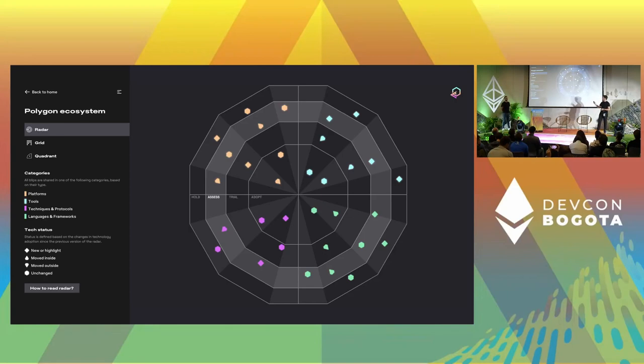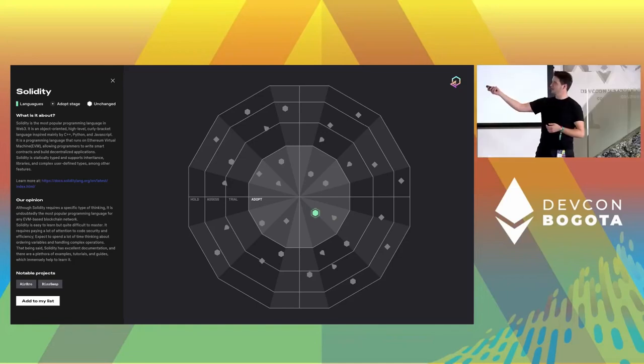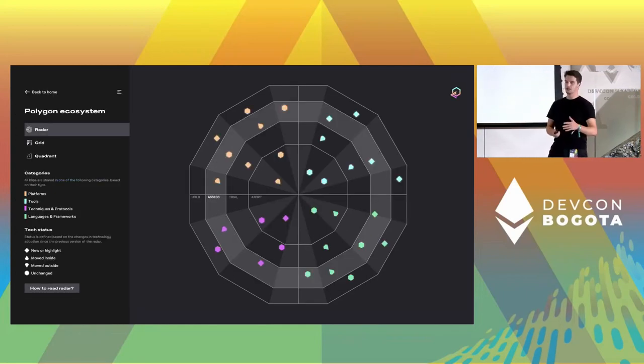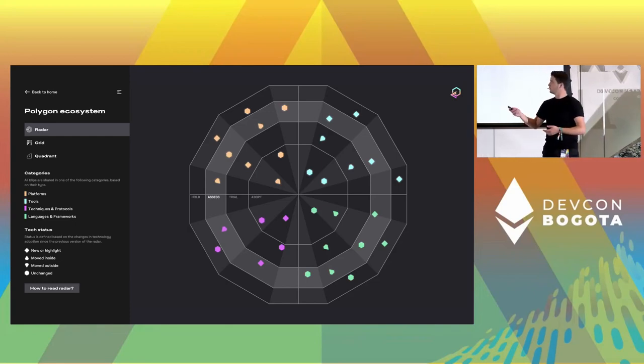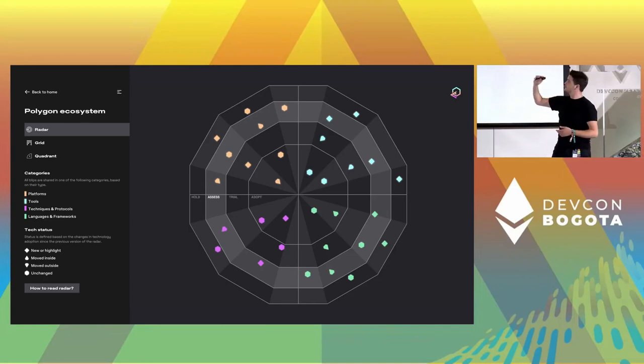Like Milos mentioned, we take all of the technologies we find for a specific ecosystem, and we put them into these tiny little blips. Inside of each blip, let's say for Solidity, we have a brief description of it, a link where you can find more if you're interested, and our opinion, of course. And so this is what we end up with. We wanted to have a better understanding of what's happening. So we have different quadrants: platforms, tools, techniques and protocols, and languages and frameworks.